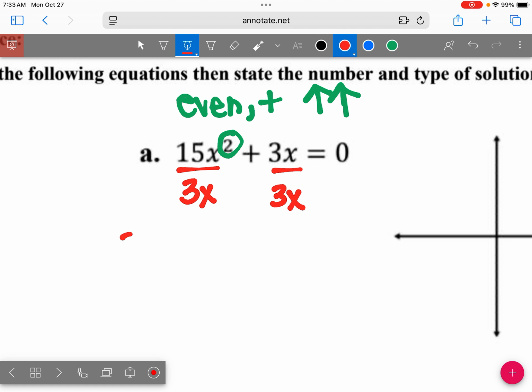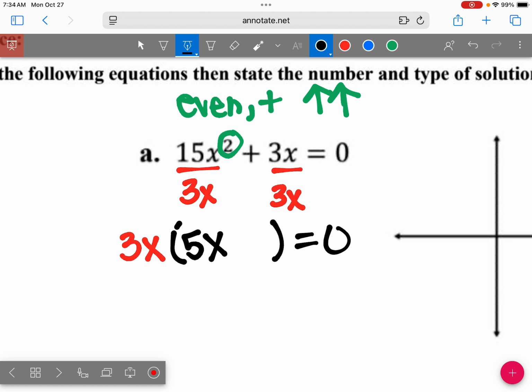All right, so I'm going to take out the 3x. So 15 divided by 3 is 5. X squared divided by x is x. Bring down the plus sign. 3x divided by 3x is 1. Go ahead, set both of these equal to 0.